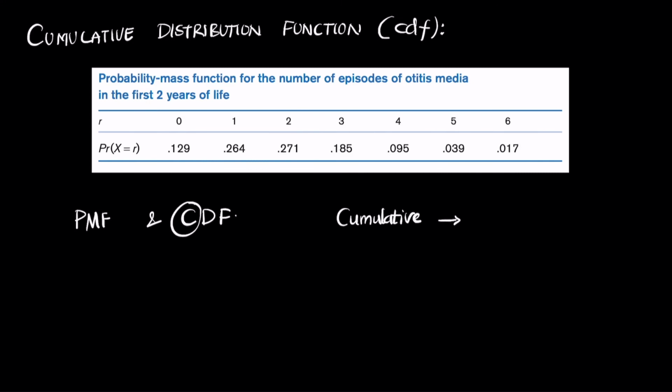Cumulative means add everything before the event. So what does that mean? It's represented as capital F of x. Let's take the same example that we have here and try to calculate how you would do the cumulative distribution function.